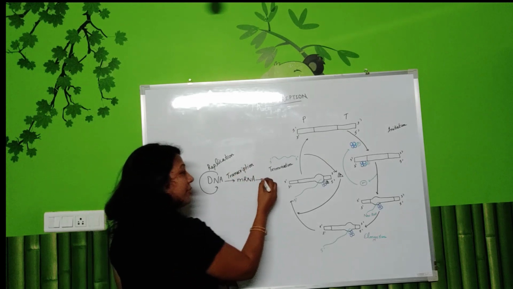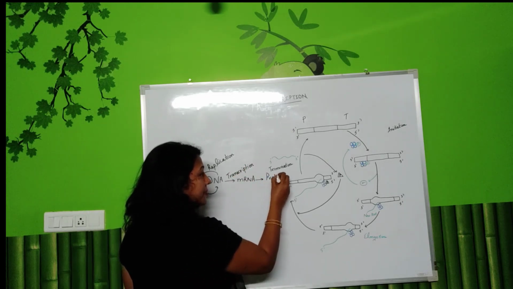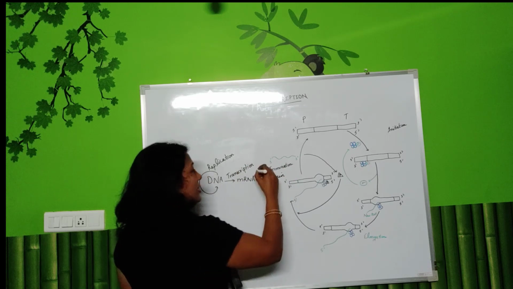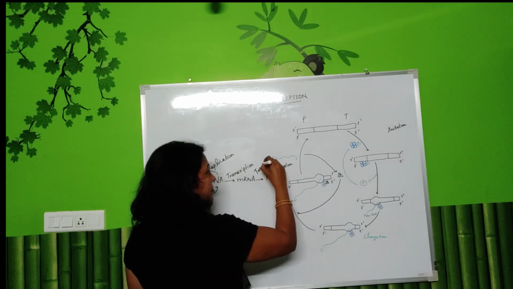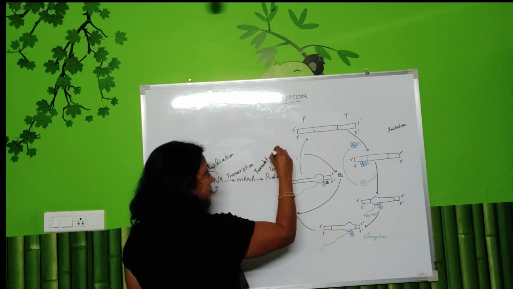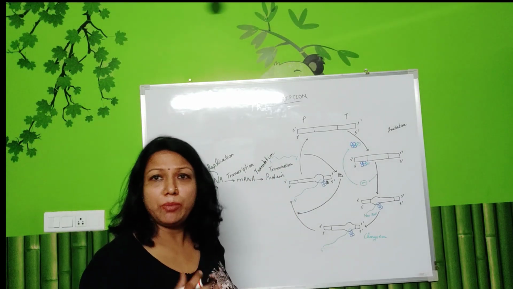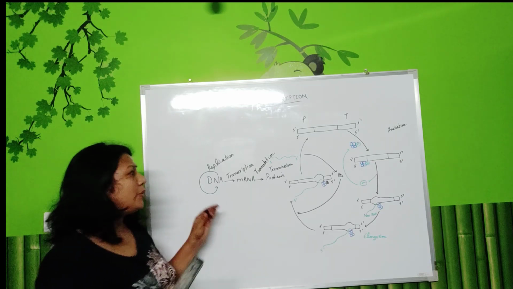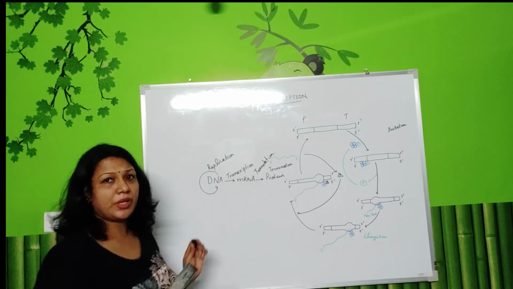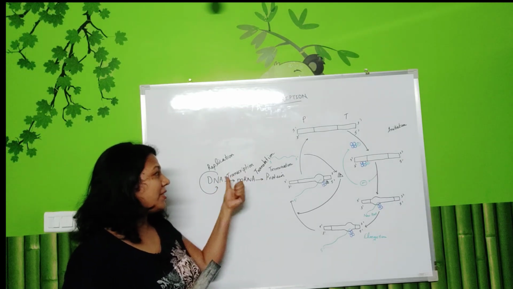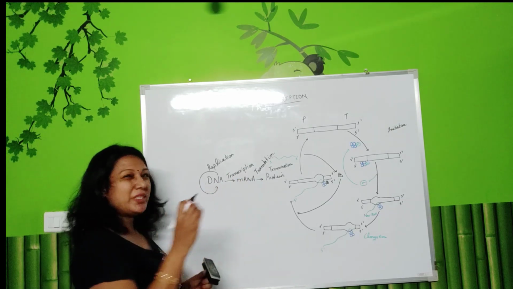Now from mRNA what will be formed? Protein. Now this step we will call translation. So this phenomenon we will call the central dogma in molecular biology. Now when you look at this step, right? Transcription and translation, you have to always remember. The sequence is easy to remember.